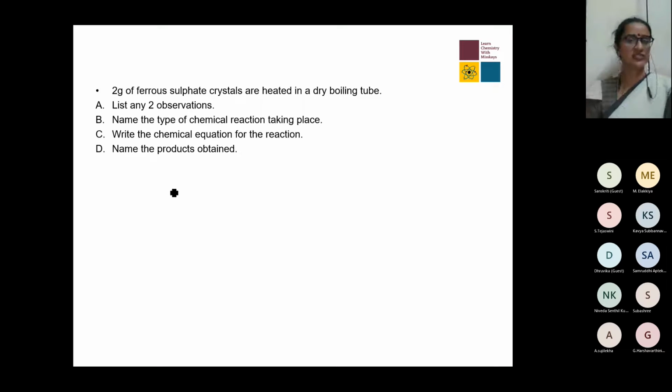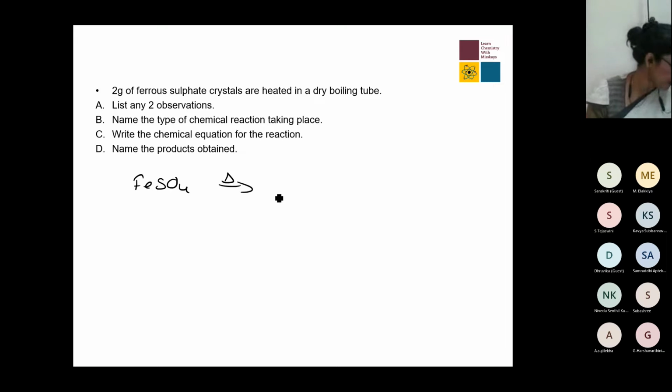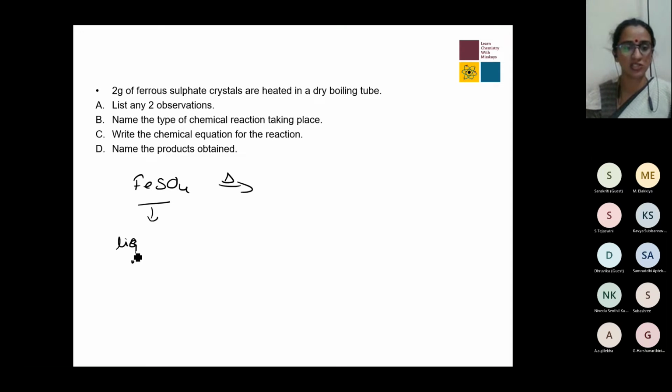2 grams of ferrous sulfate crystals are heated in a dry boiling tube. What are our observations? Take a second. Think about what I've given. Okay, right. So this is ferrous sulfate, and they are telling us that you're just heating it. So obviously it is going to be a simple decomposition reaction. Now, what are our observations? Like we spoke about a little earlier, ferrous sulfate happens to be a light green color salt.